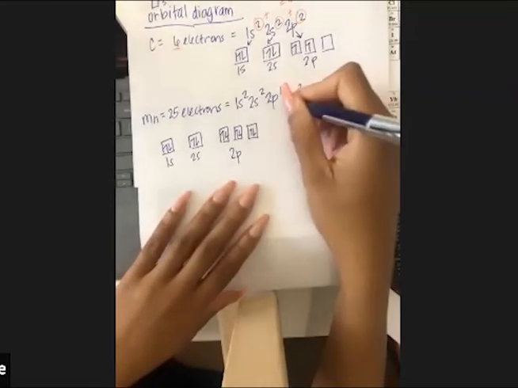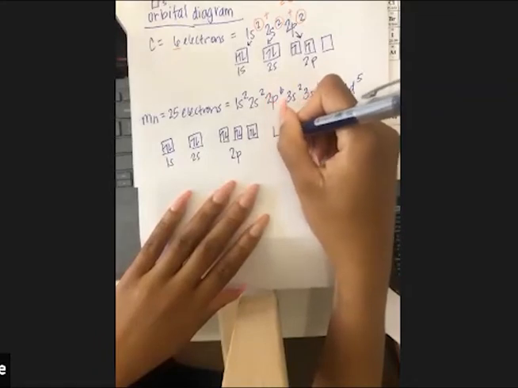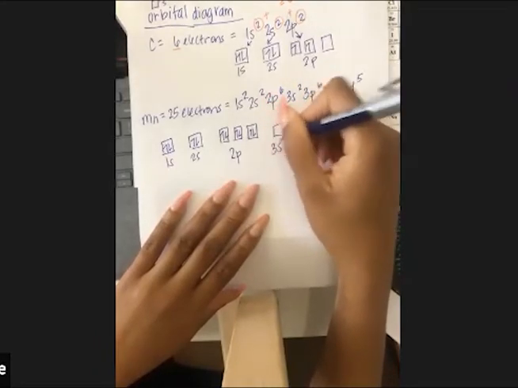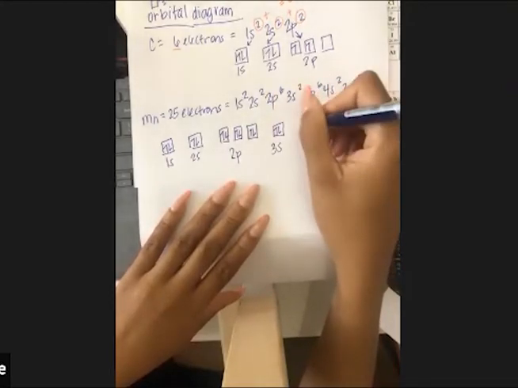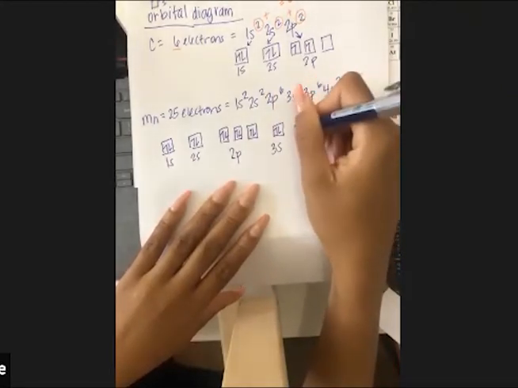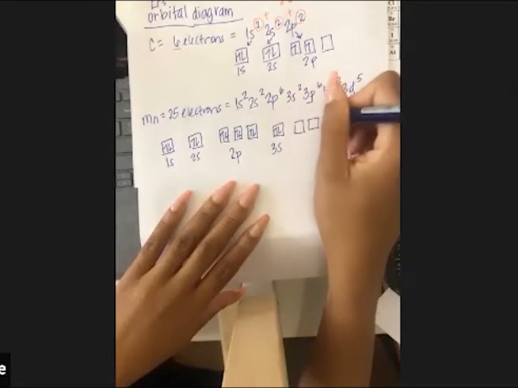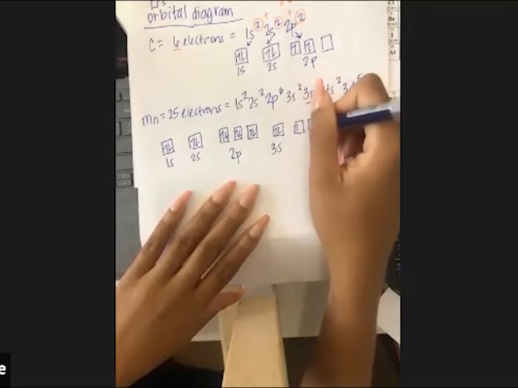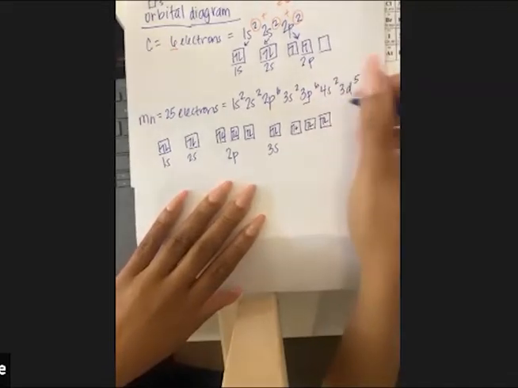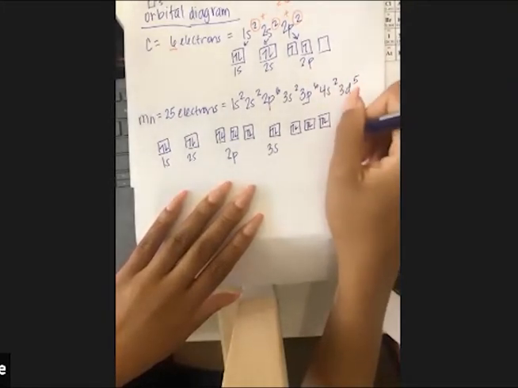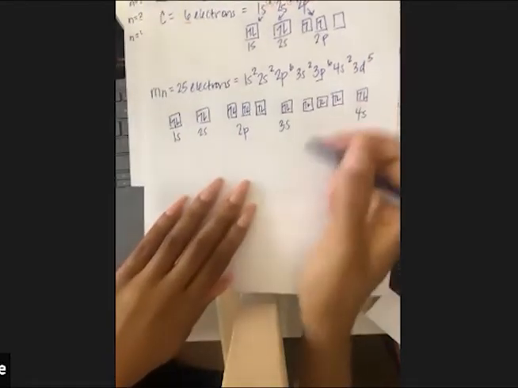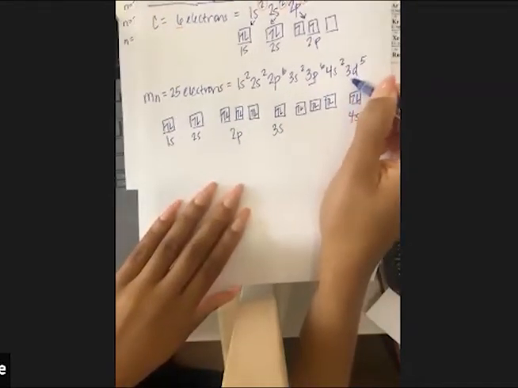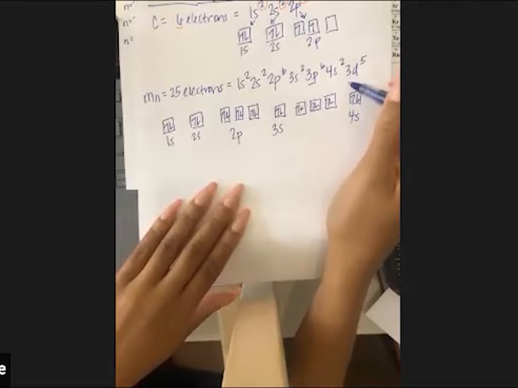All right, then I get to 3s. I can say up, down, because there's 2 of them. When I get to 3p, I have to draw 3 boxes. 1, 2, 3, 4, 5, 6. 4s, there's only 2. And then when I get to 3d, how many orbitals do you guys think I need to draw for D?